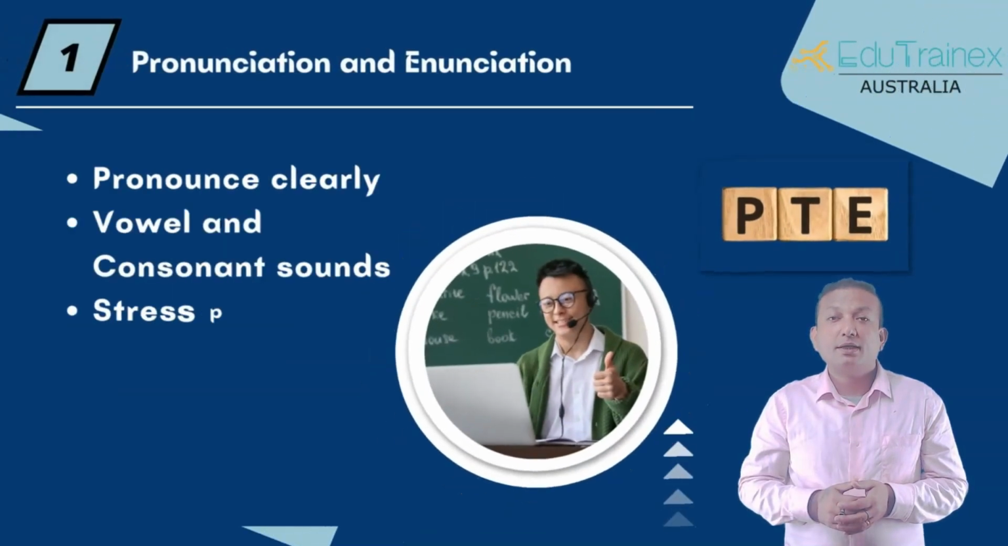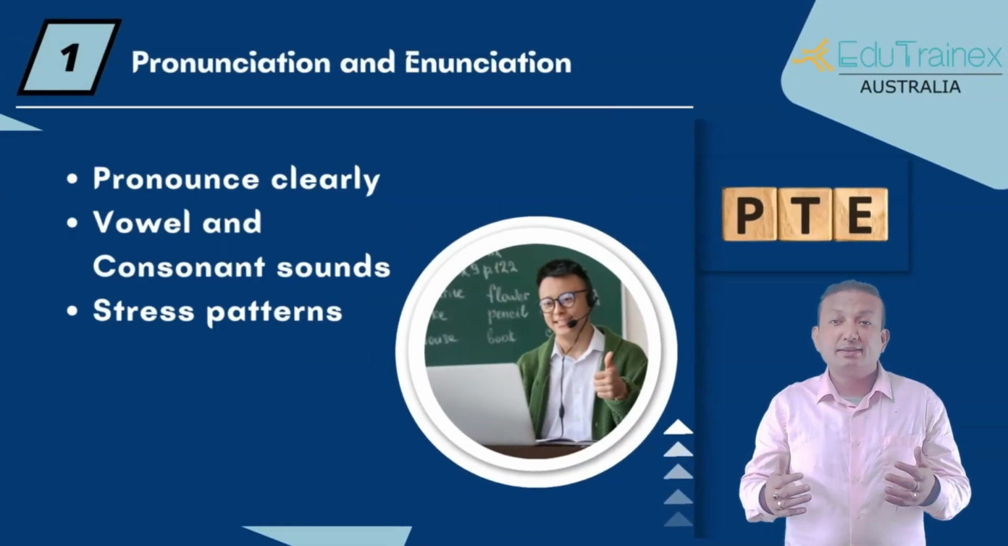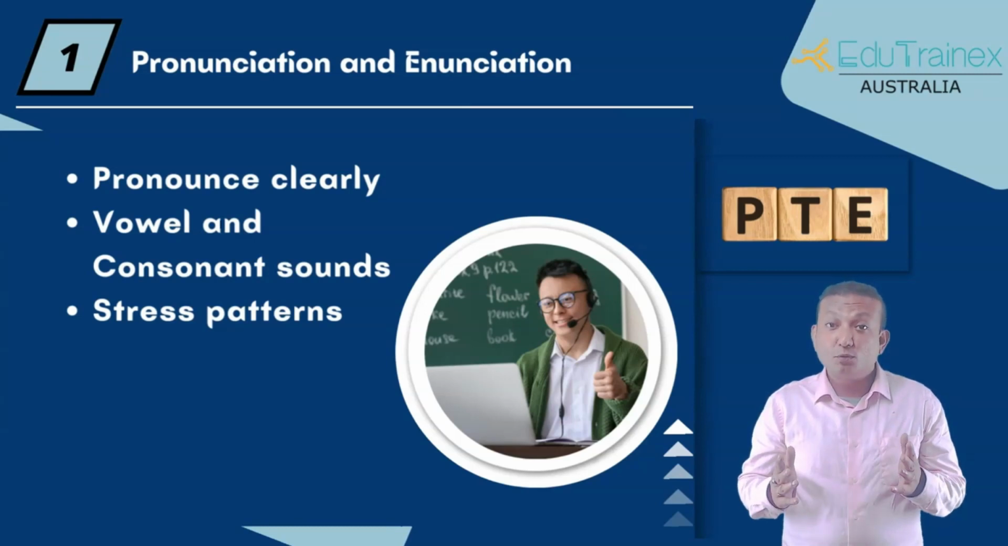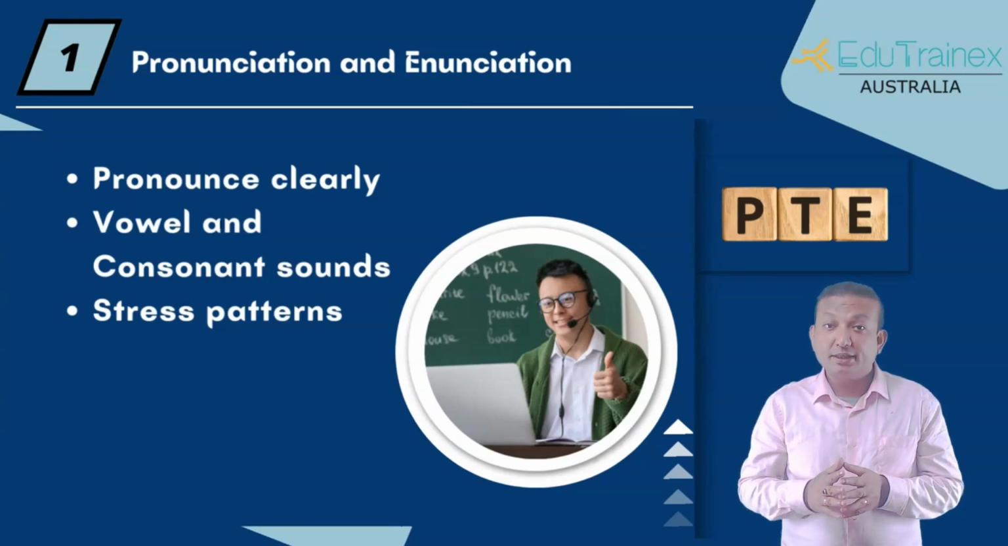Tip 1. Improve pronunciation and enunciation. Clear pronunciation and enunciation are crucial in the PTE speaking section. Practice pronouncing words accurately, paying attention to vowel sounds, consonants, and stress patterns. Focus on the challenging words specific to your native language and use online resources or pronunciation apps for guidance.